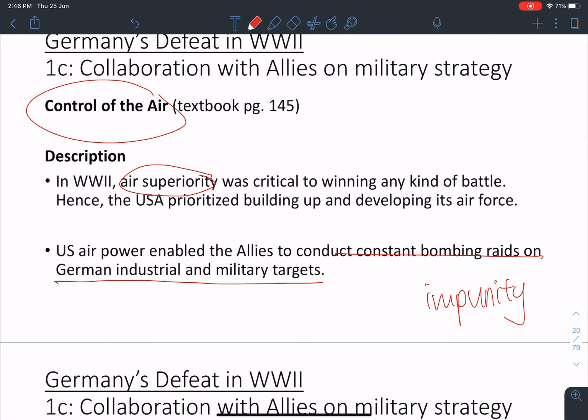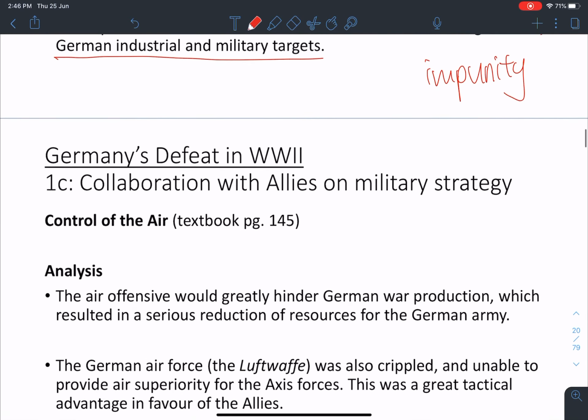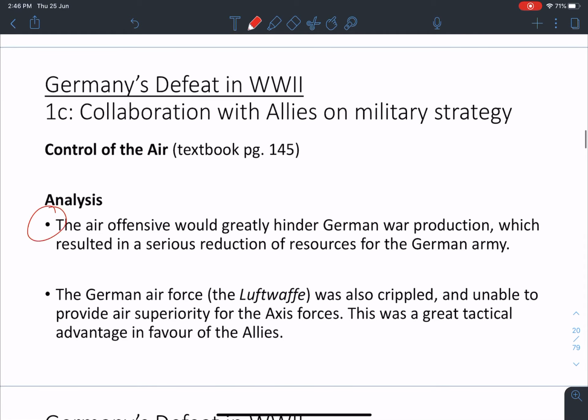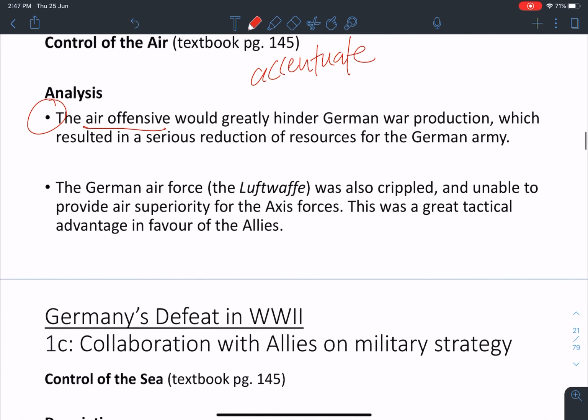And when I target German industrial and military targets, what does it mean? This is what will happen. Air offensive means the air attack. Okay, it hinders German war production, which means they cannot replace anything. Again, it is accentuating. Accentuate is another word for making it even sharper, even clearer that this is going to be a disadvantage for the Germans and an advantage for the Americans. Okay, they also defeated the Luftwaffe.